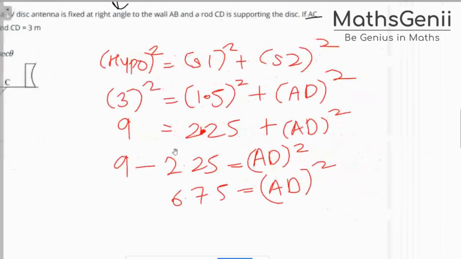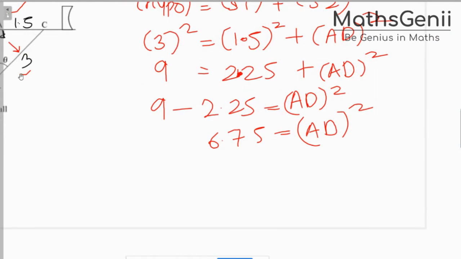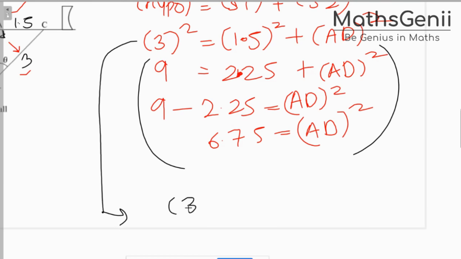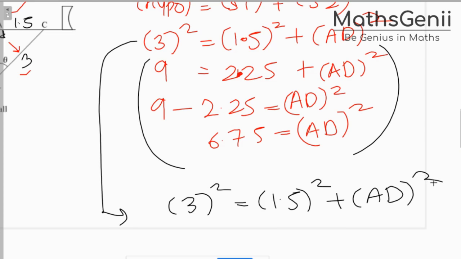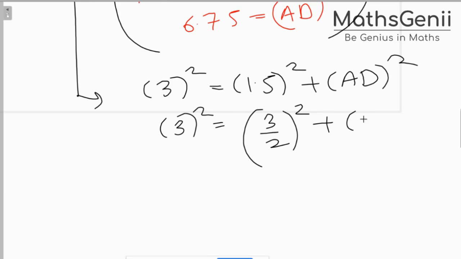Now students, there is a problem here, correct? I showed you because you should not make this mistake in the exam. So this part I'm keeping and I'm not erasing. Look here, 3 square is equal to 1.5 square. I'm just writing that step again. Students, can I write 1.5 as 3 upon 2? Yes, I can write it.